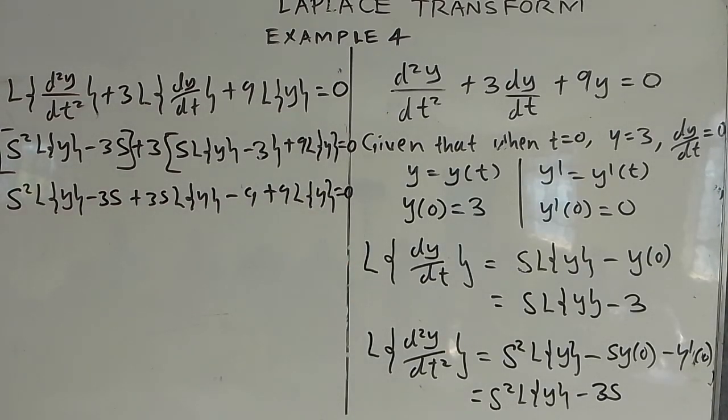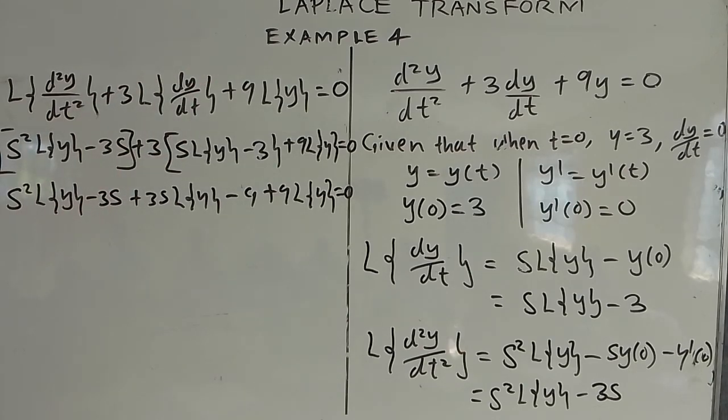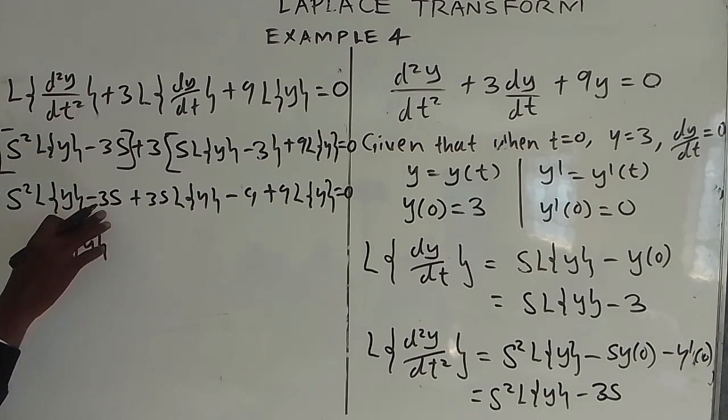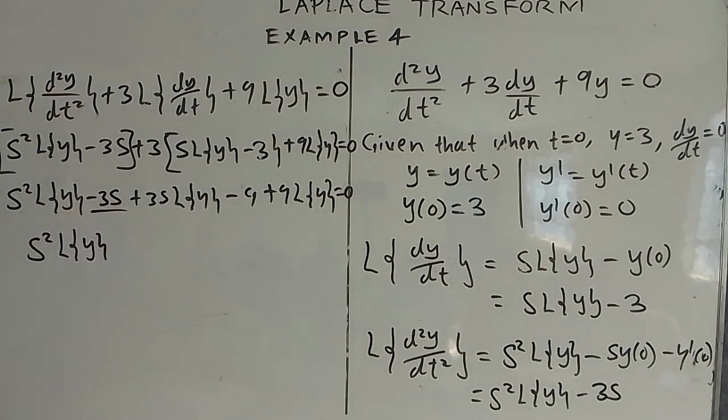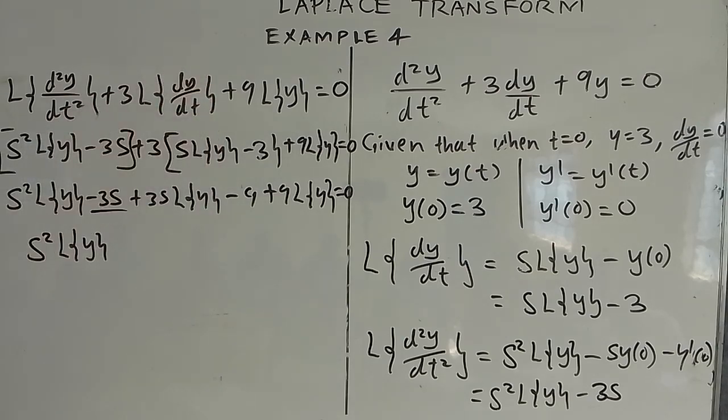Are we together there? Now after that, any term without Laplace of y, because Laplace of y is what we are looking for, isn't it? We take on the other side of the equation. So it means this side of the equation will remain with s squared Laplace transform of y. This minus 3s does not have Laplace transform of y. See, it goes on the other side of the equation. This minus 9 does not have Laplace transform of y. See, it goes on the other side of the equation.